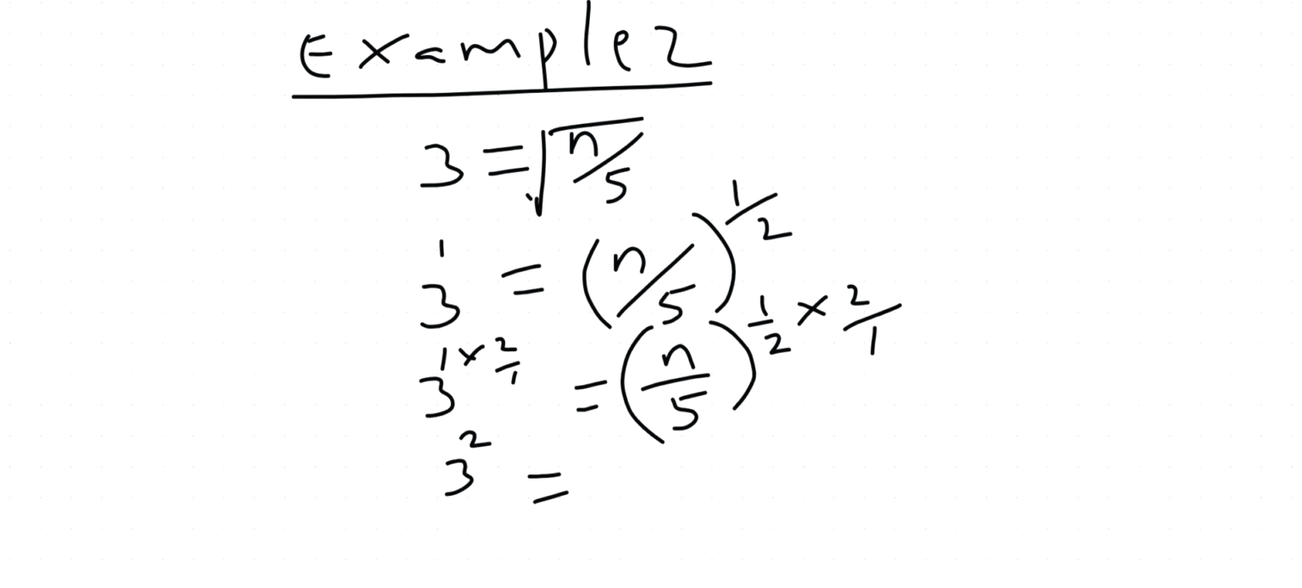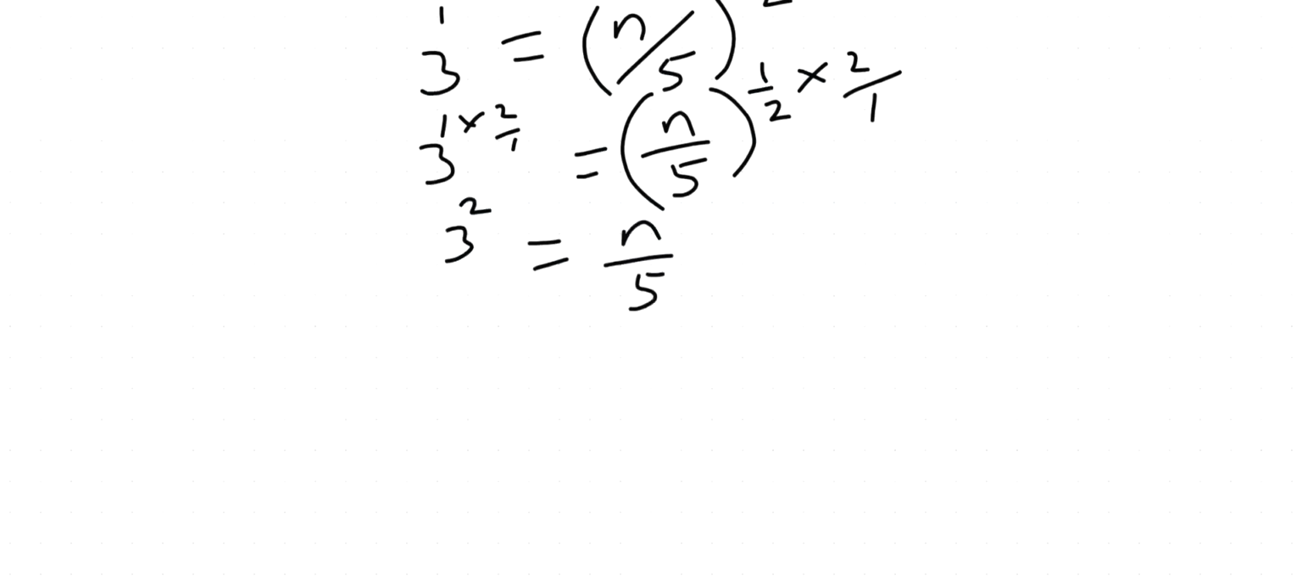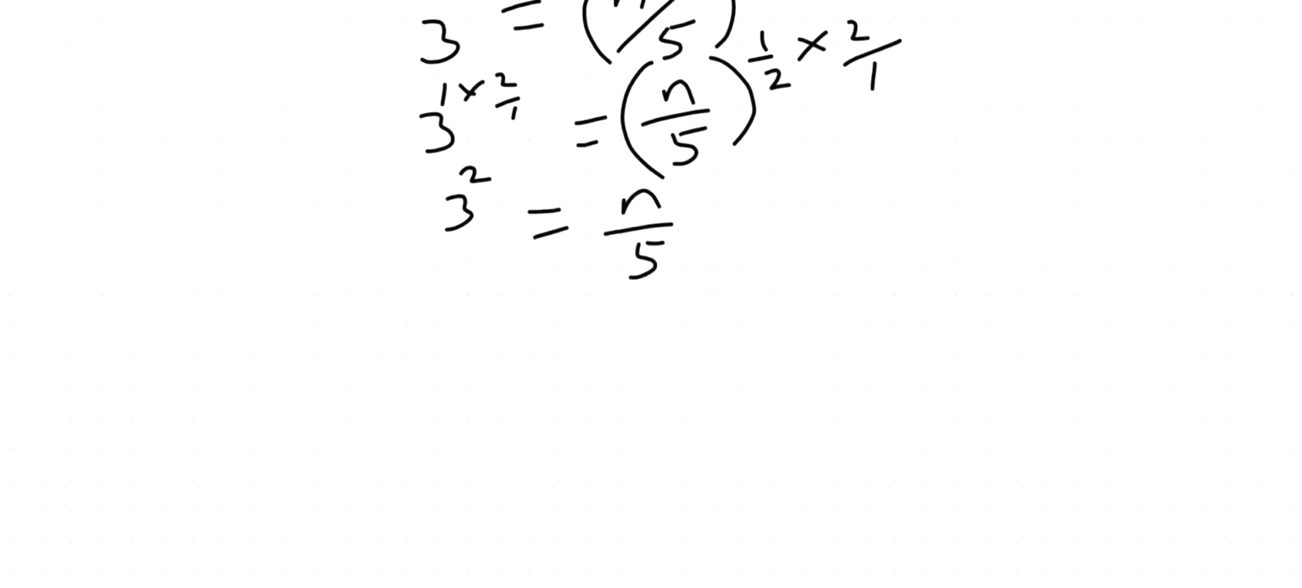So we have n over 5. That's what we're going to have. So having that, you have to solve your left-hand side, which is 3 raised to power 2, which is going to give us 9. That's 3 times 3, and then you have n over 5.